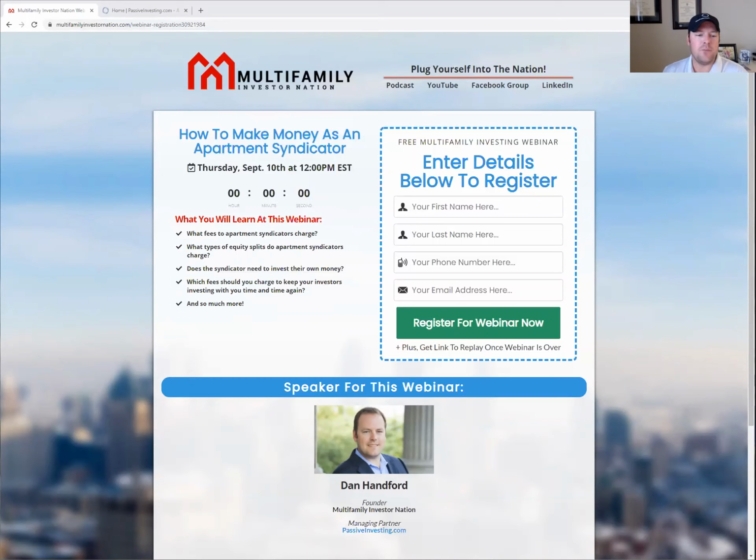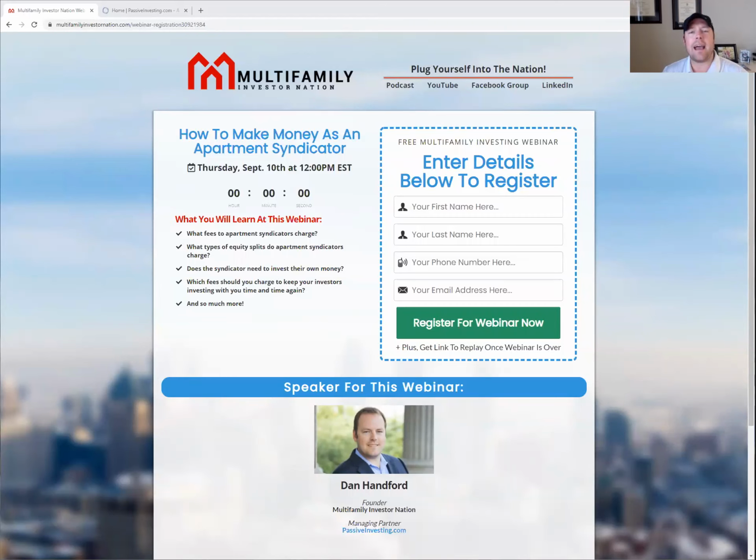Now, the next fee is going to be a fee called a construction management fee. The construction management fee is a fee that is sometimes charged by the operator to the group, but many times it's charged by the property management company to oversee the construction aspects of any types of renovations that are happening on the project. And that usually ranges between about 5 to 10%.